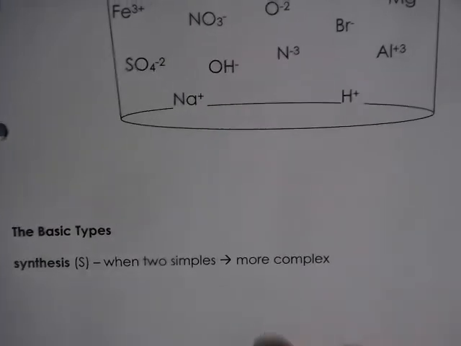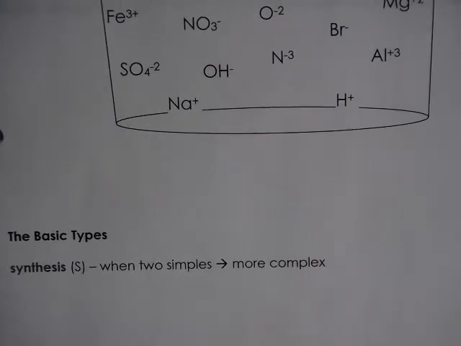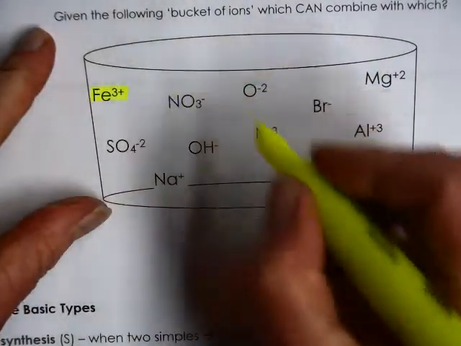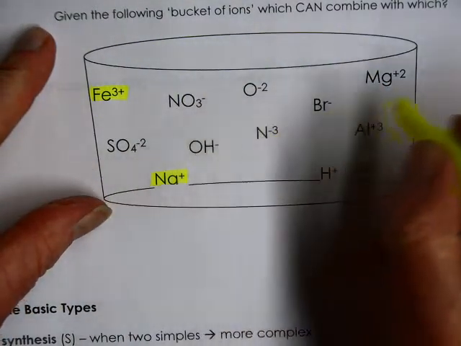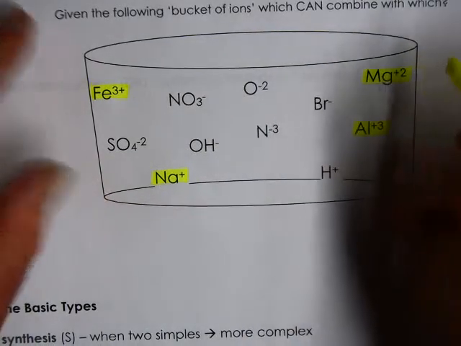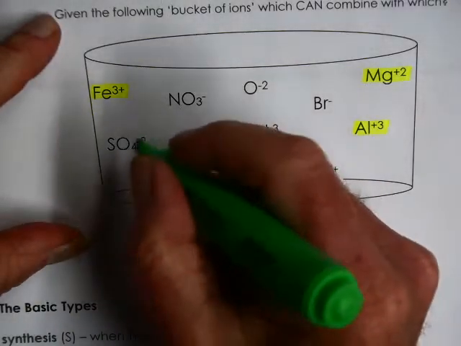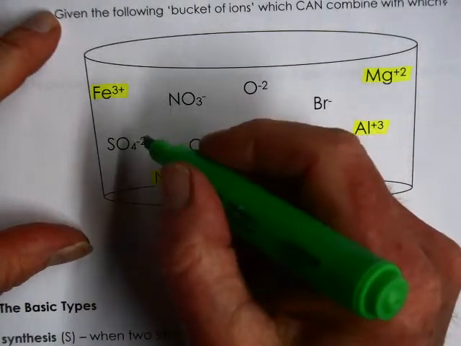So I want you to imagine that we have a bucket full of different kinds of atoms. My suggestion, to help you in the process, is to highlight all the positive ions one color and all the negative ions another color. I'm going to do positive ions yellow because I can. I think I'm going to use green. You can use whatever color you want. I don't really care. I like green because I'm Irish.